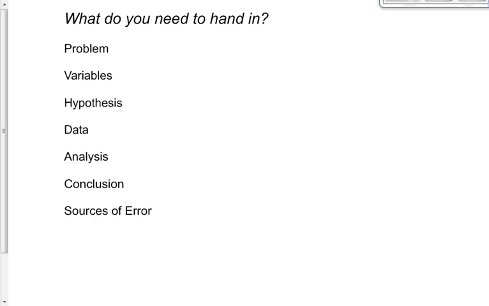So what do you got to hand in here? Problem, variables, hypothesis, data, analysis, conclusion, sources of error. What's conspicuously missing here? The procedure. We don't need a procedure. I don't believe in just making you rewrite something that you're following to the letter from something that's in the textbook already. There's no point in doing that, I don't think. So we're not going to make you rewrite that procedure, but I do want you to do everything else there.